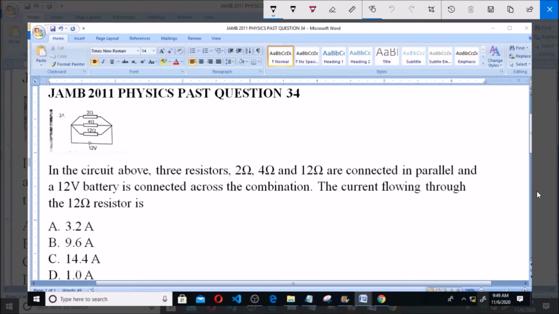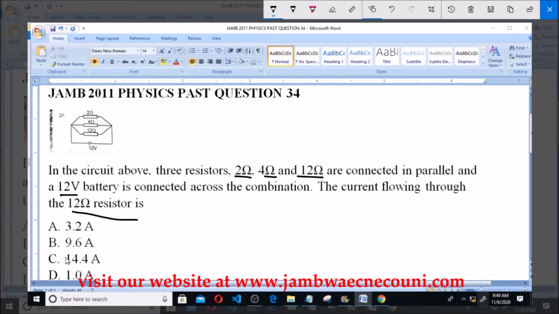So you have this diagram of a circuit, and it says: in the circuit above, 3 resistors, 2 ohms, 4 ohms, and 12 ohms are connected in parallel, and a 12-volt battery is connected across the combination. The current flowing through the 12 ohm resistor is A 3.2 amps, B 9.6 amps, C 14.4 amps, D 1.0 amp.